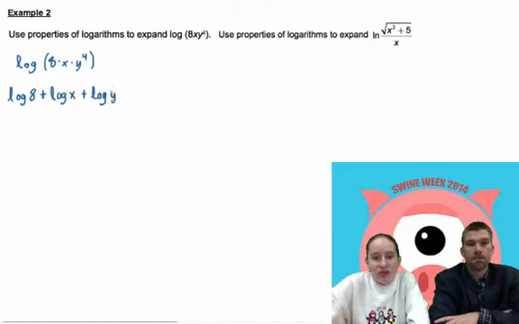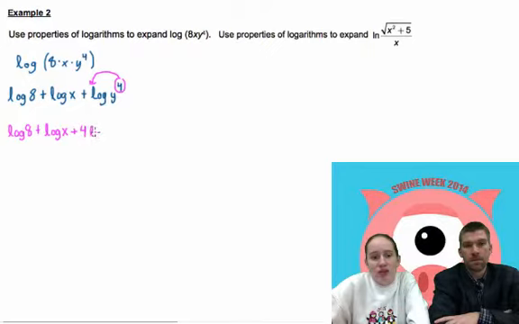And then the other thing that we can do is anytime we have an exponent situation, we want to move the exponent in front of the logarithm. We don't want anything up there. So log 8 plus log x plus 4 log y. That is our final answer for this.